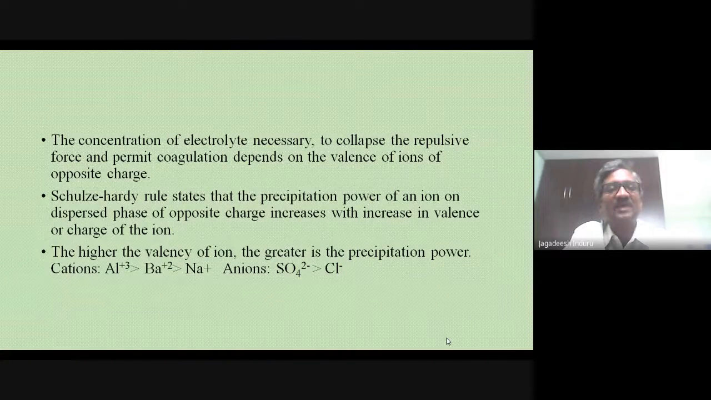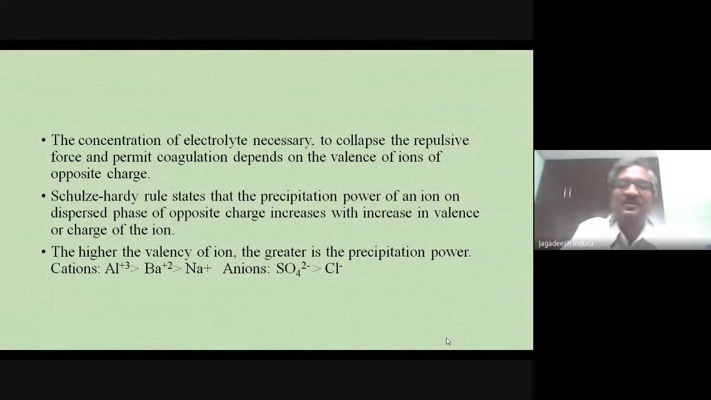But this depends upon the valency of the ions of the opposite charge that we add, according to the Schulze-Hardy rule. So what does the Schulze-Hardy rule state? It states that the precipitation power of any electrolyte or ion on the dispersed phase of the opposite charge increases with increasing valency and charge of the ion.